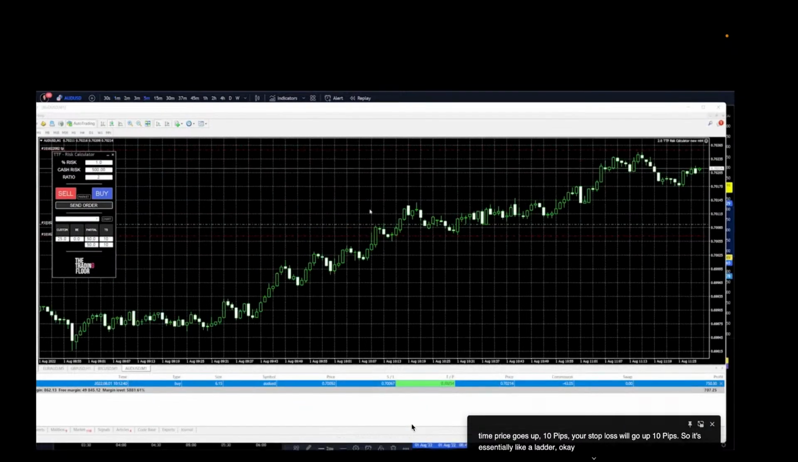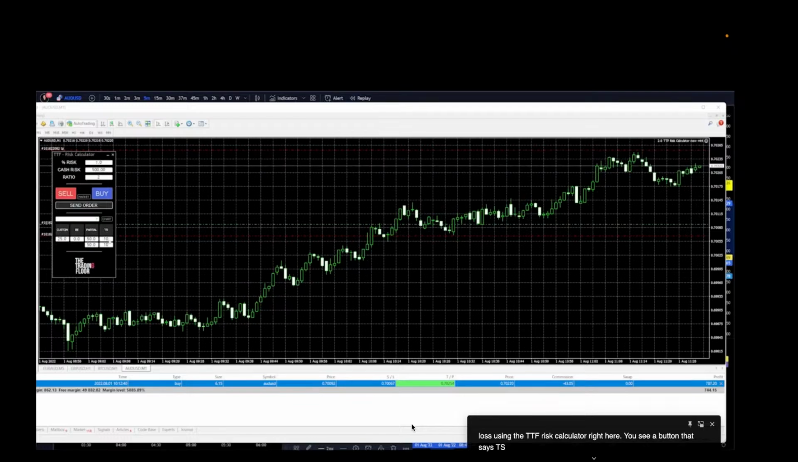Okay, so continuing on with a trailing stop loss using the TTF risk calculator. Right here you see a button that says TS. That is for trailing stop. The first box is how much the price must go up or down in your specified direction in order for the trailing stop loss to start generating. Once it gets to that point, then your trailing stop loss will be specified to the second box, so 10 pips. So once the price goes up 10 pips, your trailing stop loss will now remain 10 pips behind the current price action.